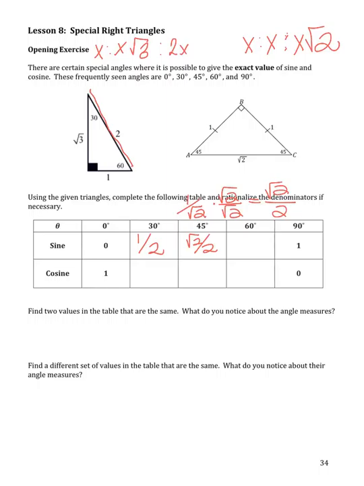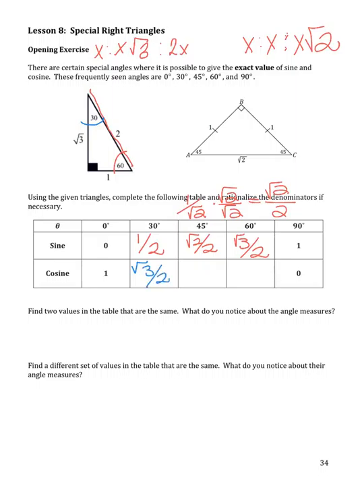The sine of 60, if we look at the angle 60 over here, that's opposite radical 3 over the hypotenuse of 2. And then the sine of 90 we've already located or found in the previous lessons as 1. Cosine of 0 degrees is 1. Cosine of 30 degrees, that's this angle here, is the adjacent radical 3 over the hypotenuse of 2.